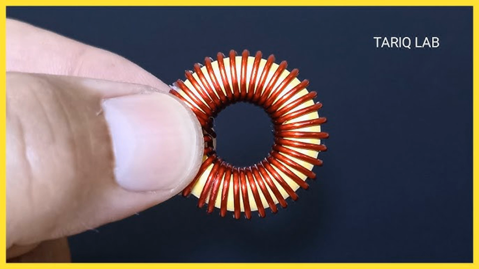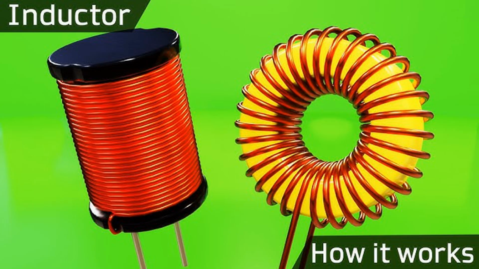Since SMPS circuits operate at high frequencies, inductors help to smooth out the voltage and reduce electromagnetic interference. Example: inductors in an SMPS circuit help ensure that the output voltage remains stable despite the high-frequency switching operation.